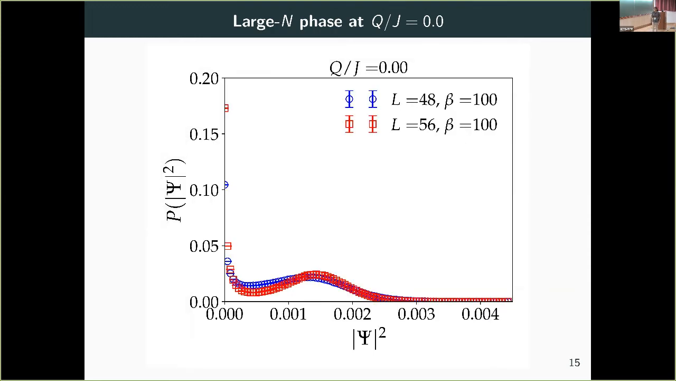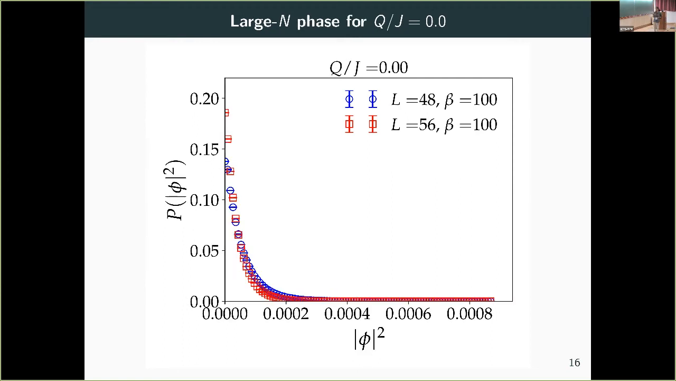And so when we compare this for two different system sizes, at the zero temperature limit, we find that the peak at zero psi squared just gets sharper and sharper as I increase the system size. So it survives in the thermodynamic limit and in the low temperature limit. So this indicates that we have some sort of a coexistence of the nematic phase with the disordered phase.